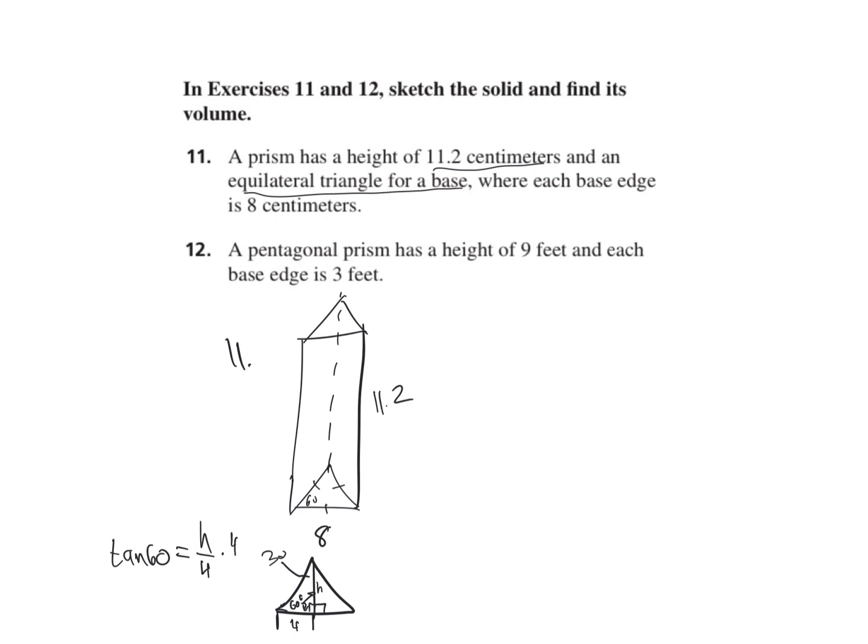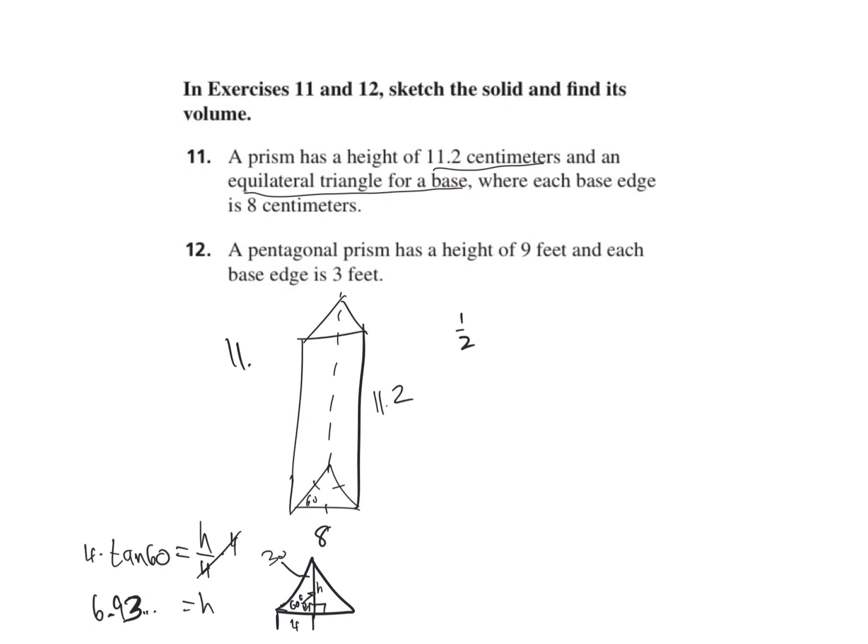So we multiply by 4, and we get the height of that triangle to be 4 times the tangent of 60. On your calculator, that's 6.9293, really. Okay, so that is the height. Now, what is the area of the triangle?